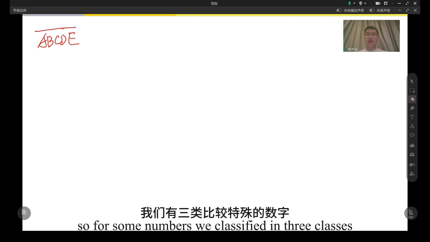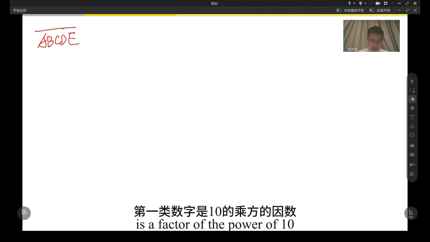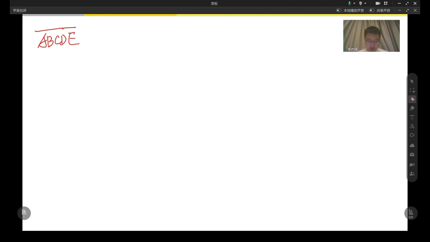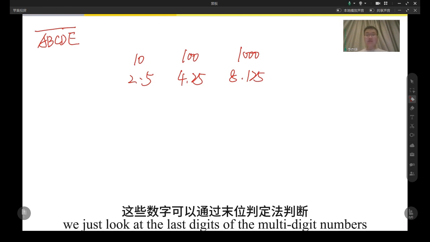So for some numbers, we classify them in three classes. The first one is a factor of a power of 10, which is 2 and 5, a factor of 10. 4 and 25, factors of 100. And 8 and 125, factors of 1000. For these three kinds, we just look at the last digits of the multi-digit number.